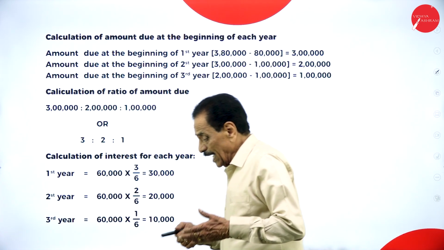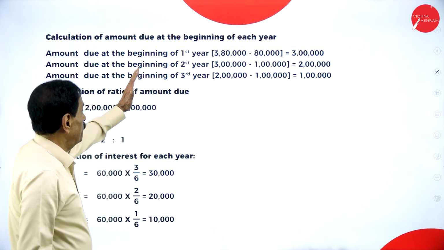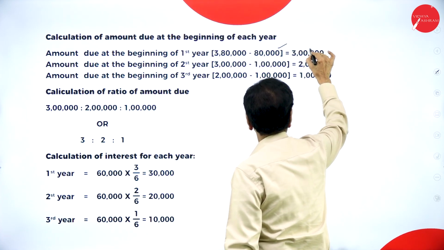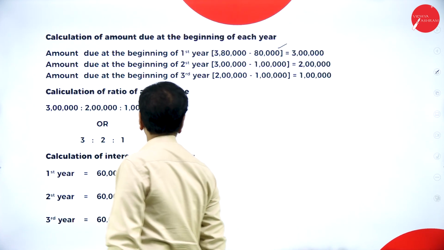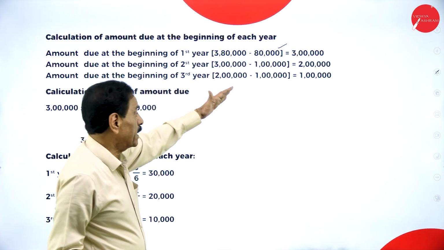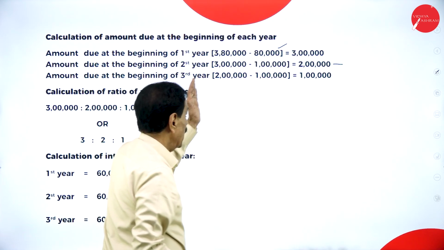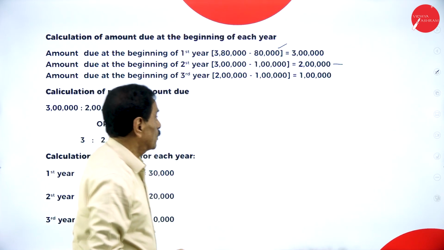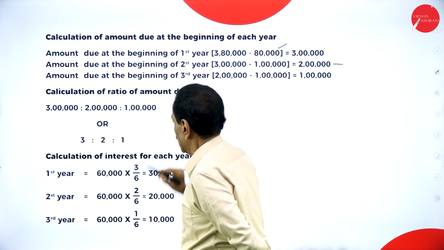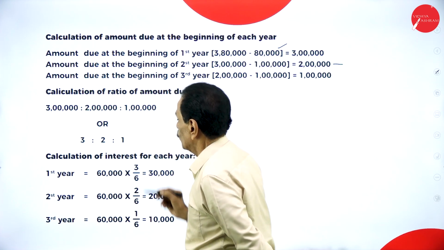Then, how to calculate the interest of each year? Amount due at the beginning of the first year is 3,80,000. Minus down payment, 3 lakh. Then amount at the second year, 3 lakh minus 1 lakh. Every year he pays 1 lakh. It becomes 2 lakh. At the end of the third year, 2 lakh minus 1 lakh is 1 lakh. So take the ratio. 3 lakh is to 2 lakh is to 1 lakh. Cancel the zeros. It becomes 3 is to 2 is to 1.